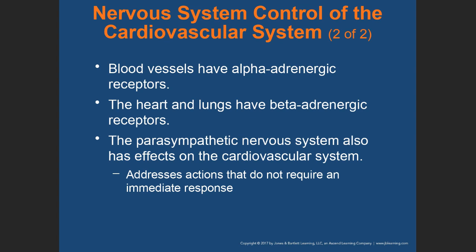So it's going to slow down the brain function, it's going to slow down breathing, it's going to slow down the heart rate. So the parasympathetic nervous system also has effects on the cardiovascular system. It addresses actions that do not require an immediate response. Make sure you understand that. So if an immediate response is needed, it's going to be the sympathetic. If it's an action that doesn't require an immediate response, the parasympathetic will be the one that is activated.